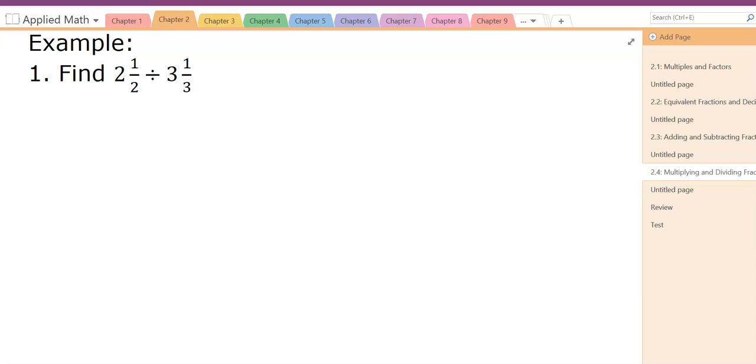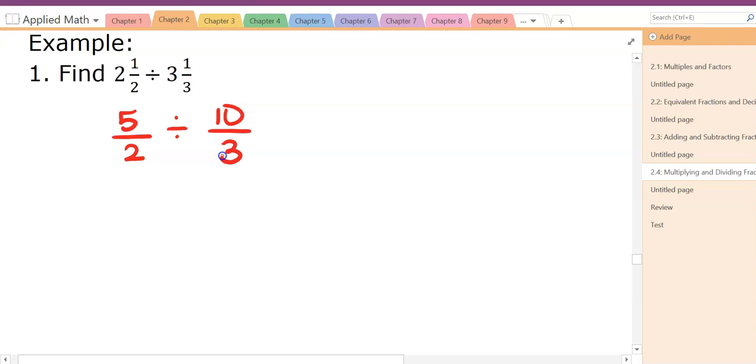So let's first take this and make it become improper. So 2 times 2 would be 4, plus the 1 on top would be 5. So 2 1/2 is the same thing as 5/2. Divided by, what would be 3 1/3 as an improper fraction? Well, it'd be 10/3 first, and then when you change it to multiplication, it would flip.